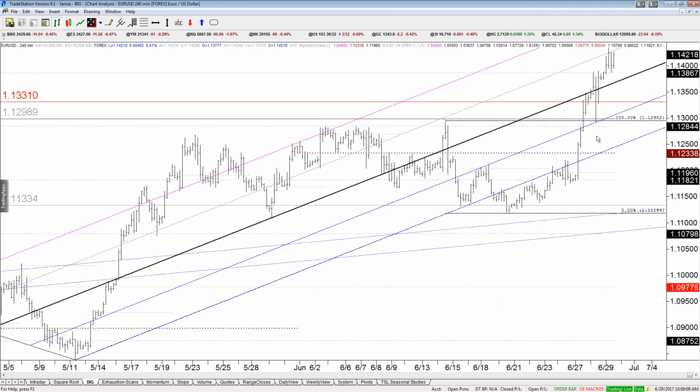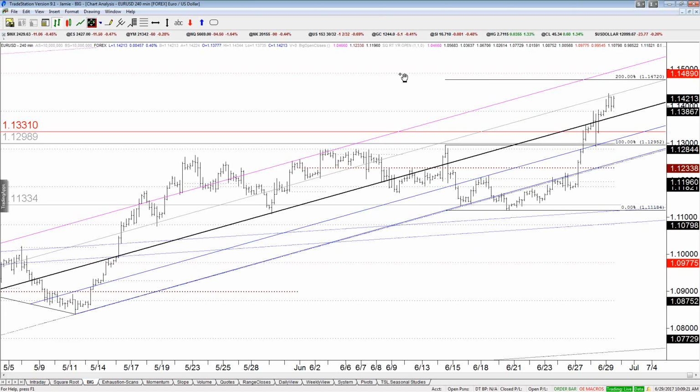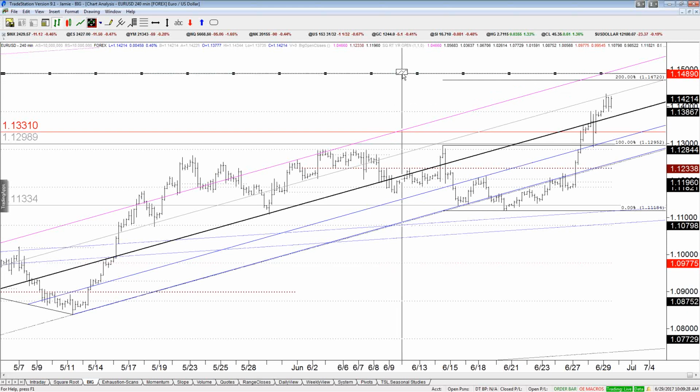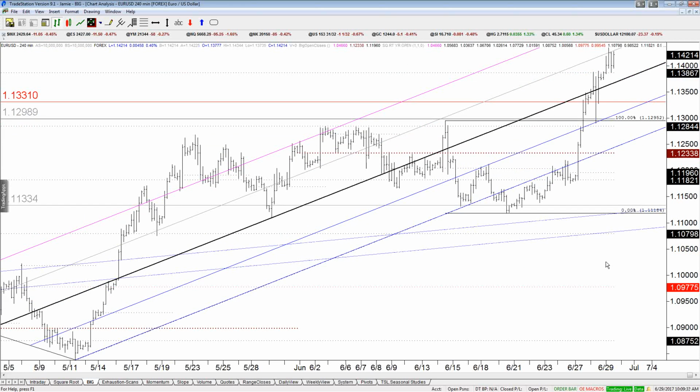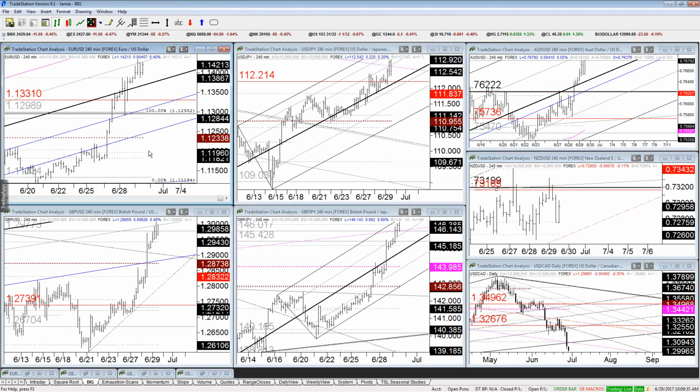So let's keep our eyes on 114.70, maybe a little above 115, before getting out of this trade. 114.89 is also, I think, the 10th square root progression on the way up. Yes, it is the 10th square root progression. So that is a good looking level up there as well.